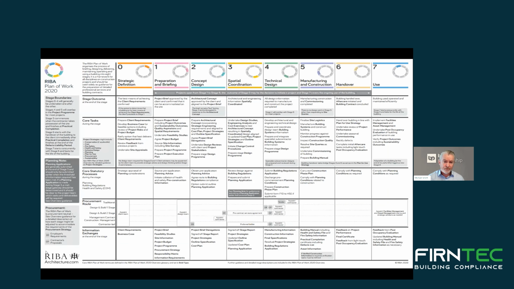And the answer is no. The RIBA plan of work was already ahead of the game. It already had recognised many of the things that were coming. It had also answered many of the queries that were coming from the Grenfell reports. So the framework was already in place.